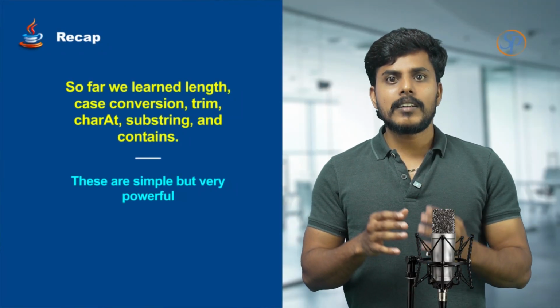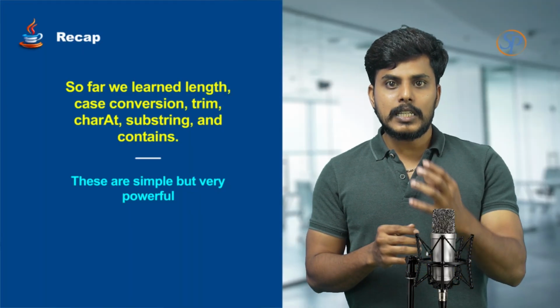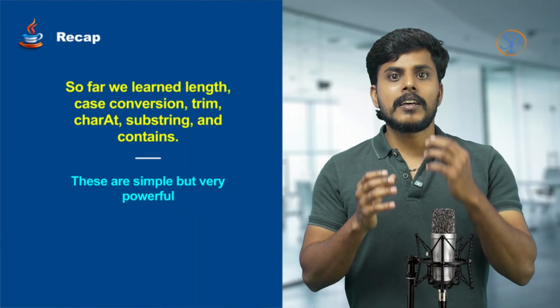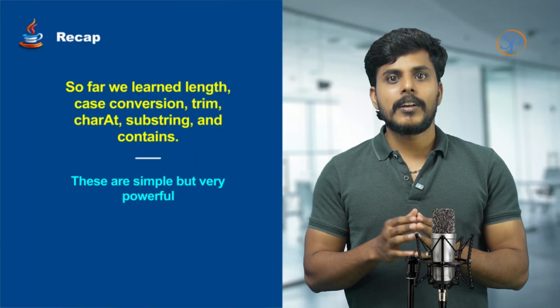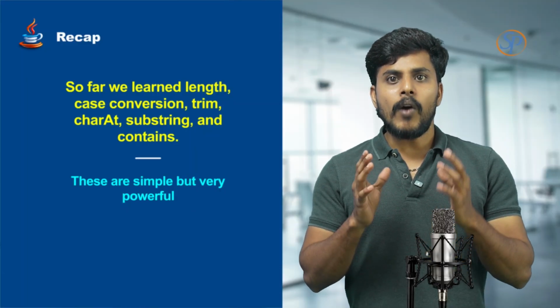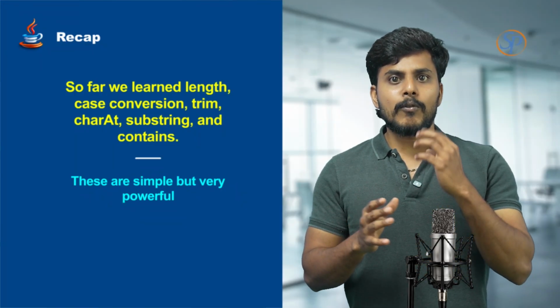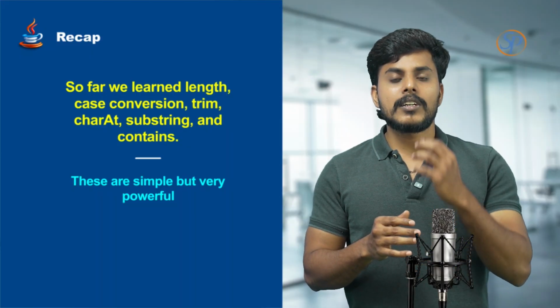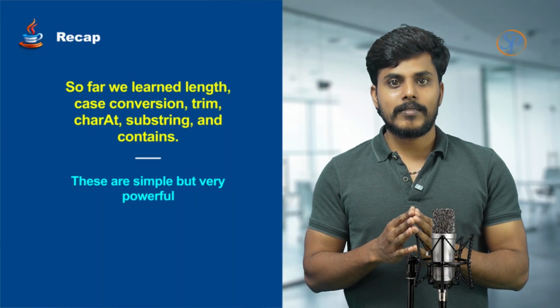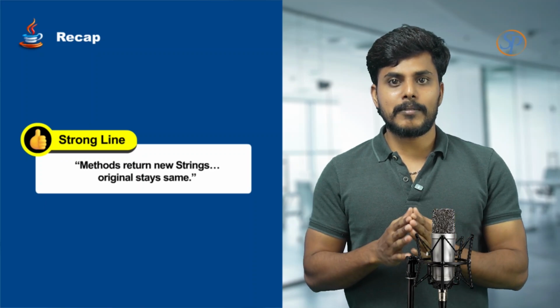Recap. So far we learned length, case conversion, trim, charAt, substring, contains. These are simple but very powerful. One important point: all these methods don't change the original string. They create a new object because strings are immutable. Methods return new strings, the original stays the same.